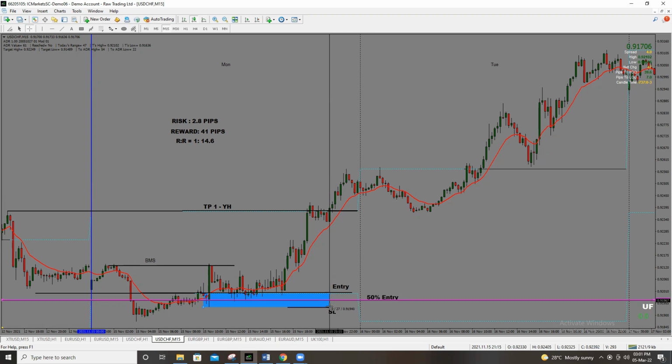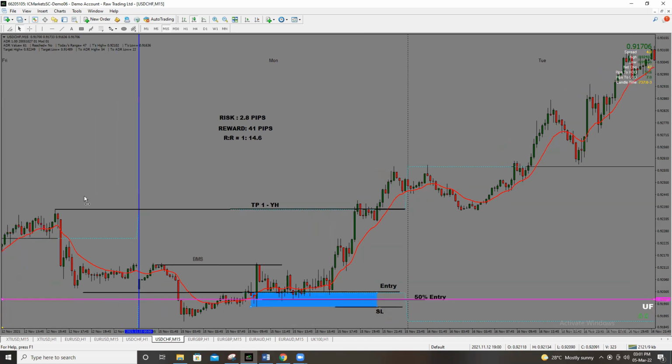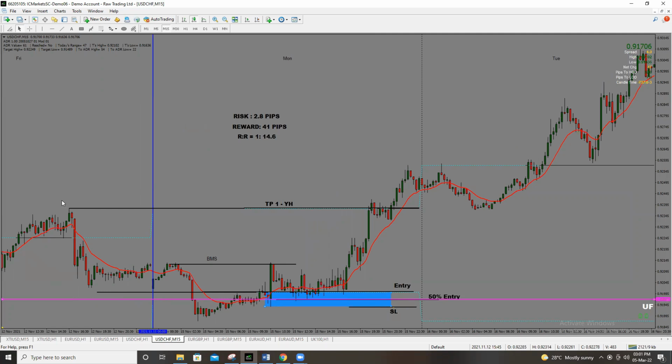Where is your take profit? Remember, while you're doing all that, the market is still retracing, so maybe your trade has not been hit. So what is your first take profit? It should be the previous day high. Your first take profit or your partials should at least be the previous day high. So if you risk 2.7 from the 50%, your take profit should be 41 pips.